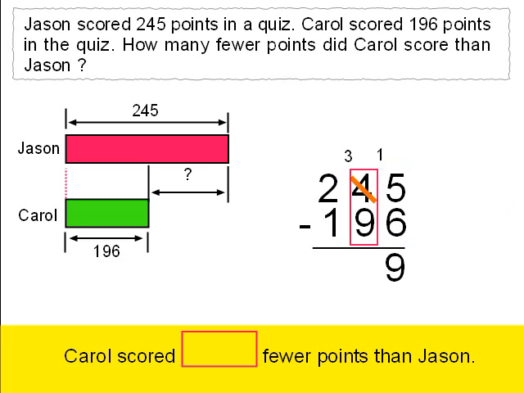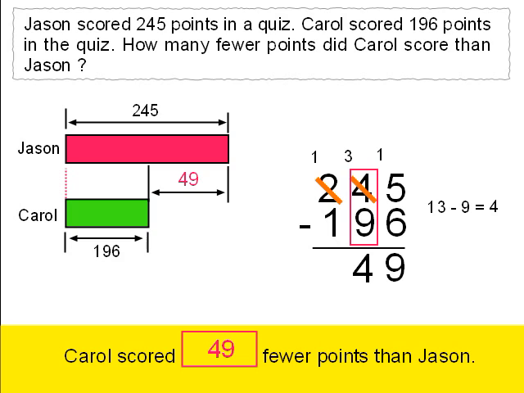Now we have 3 minus 9, which is too small. So instead, we take, again, 1 from the neighbor to make it 13. So 13 minus 9 will give us 4. And finally, we got the difference as being 49.